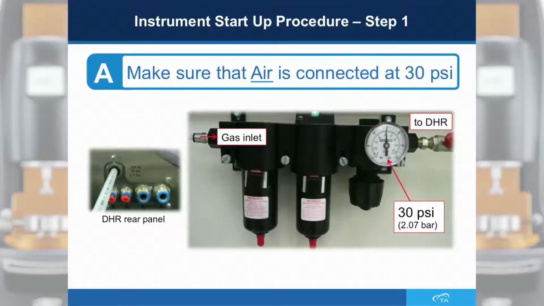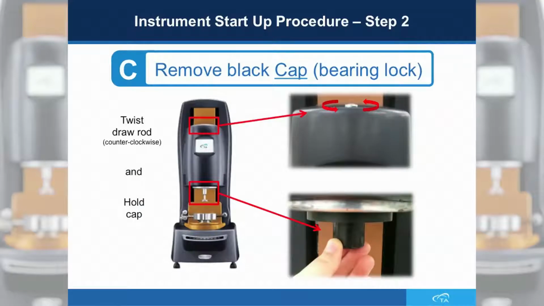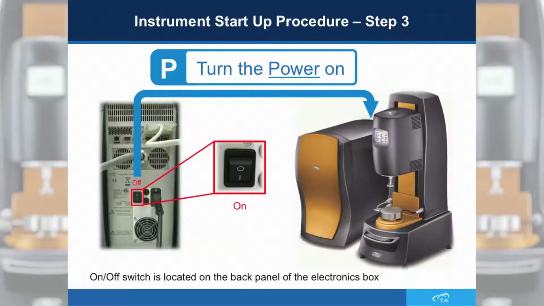Again, step 1, make sure the DHR is connected to a clean and dry air source regulated at 30 psi or 2 bar. Please note, attempting to operate the instrument when air is not connected can damage the radial air bearings. Step 2, remove the black cap or bearing lock from the draw rod. Hold the black cap with one hand and twist the draw rod counterclockwise to remove the cap. Step 3, turn on the power to the DHR. The on-off power switch is located on the back panel of the electronics box.